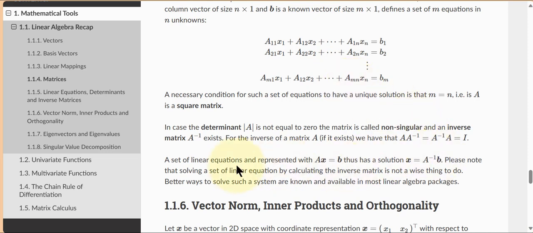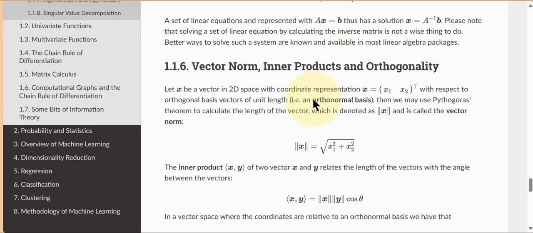He says, please note that solving a set of linear equations by calculating the inverse matrix is not a wise thing to do. Better ways to solve such systems are known and available in most linear algebra packages. So there are easier ways to do it, apparently. Okay, the next thing we go to is vector norms, inner products, and orthogonality.